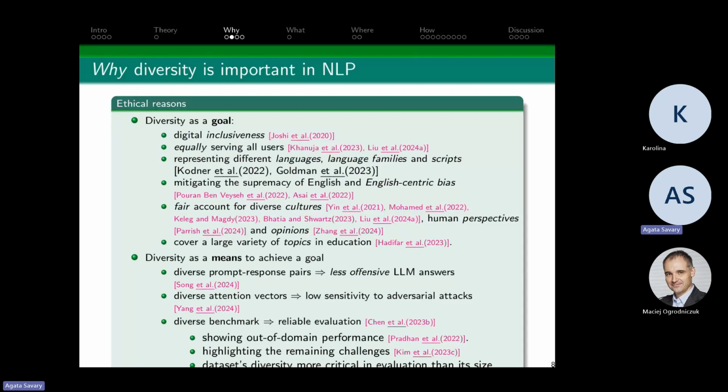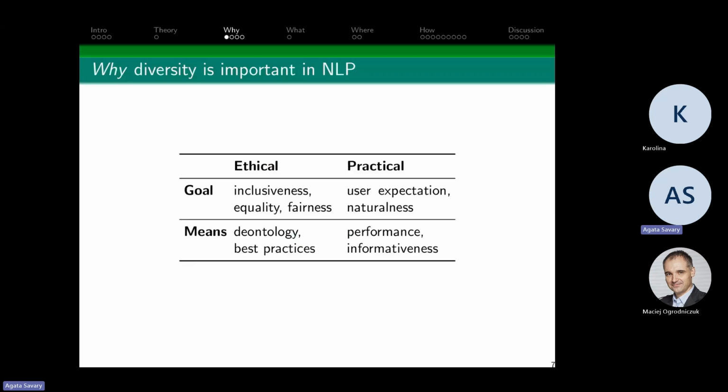Then people also show that if you have diverse benchmarks, then evaluation in NLP is more reliable. Of course it is, because it addresses datasets that are out of domain, right? Possibly. So if your system is better in an out of domain context, then of course it's better, right? But for this to be shown, you need benchmarks that are diverse. So out of domain performance is one concern. Then highlighting the remaining challenges is also another one. And people also showed that sometimes it's better to have a more diverse evaluation dataset than a bigger dataset. Actually, quite often. Okay, so this was this cell.